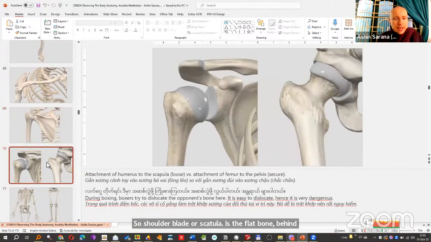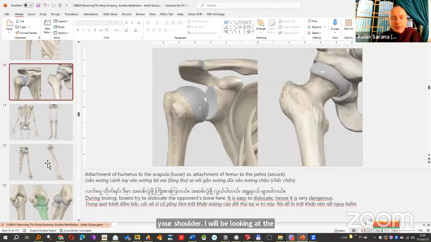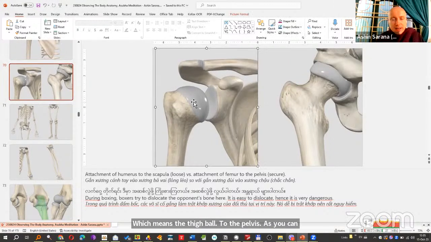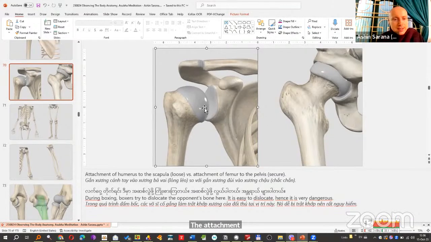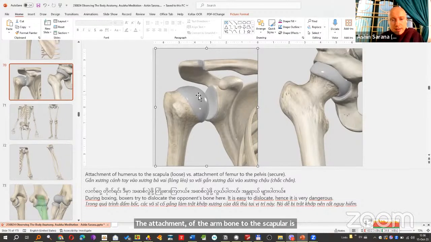Now we will be looking at the attachment of the arm bone to the scapula and of the femur bone, which means the thigh bone, to the pelvis. As you can see, the attachment is different. The attachment of the arm bone to the scapula is really not secure. That's why it's so easy to sprain this place, to sprain the shoulder.